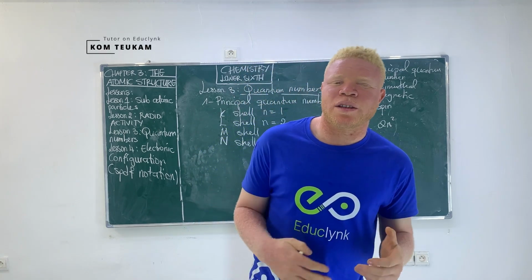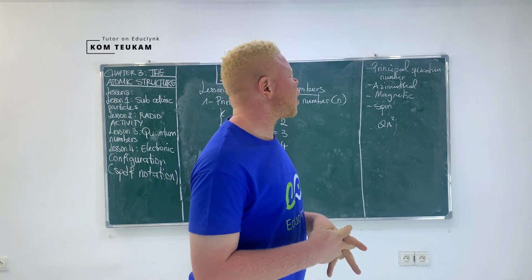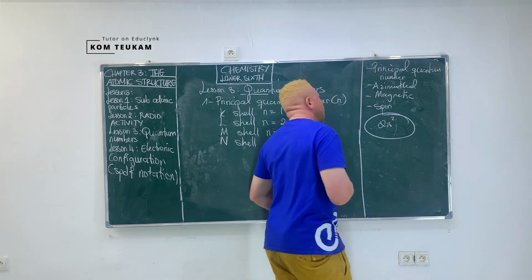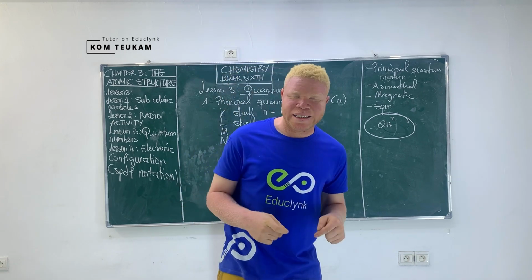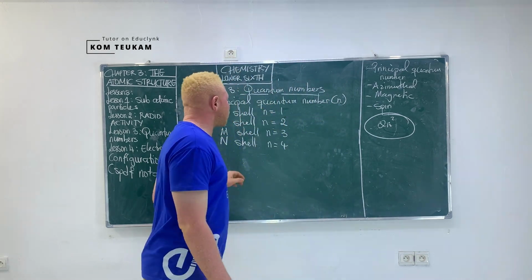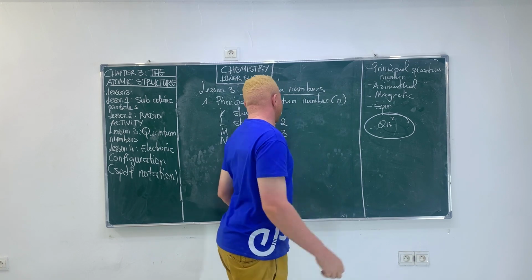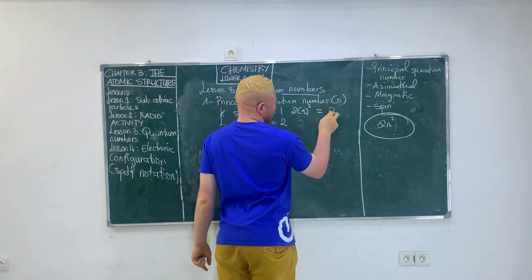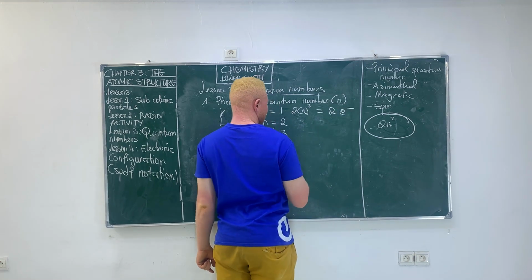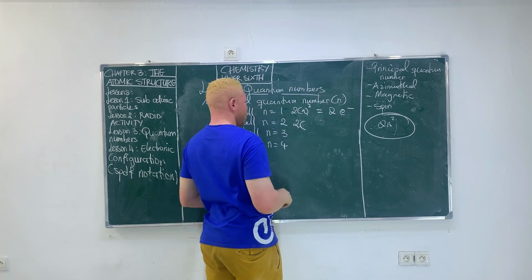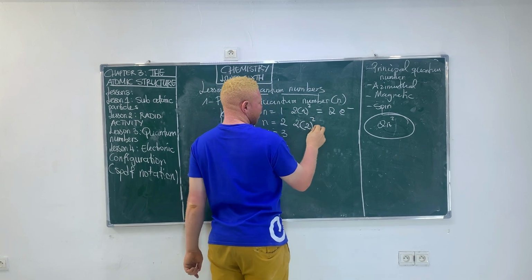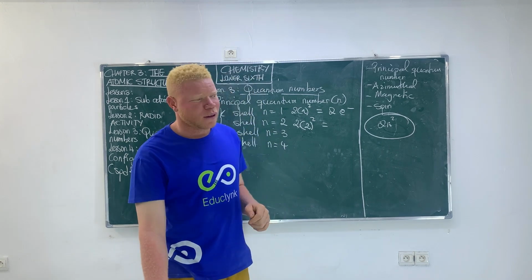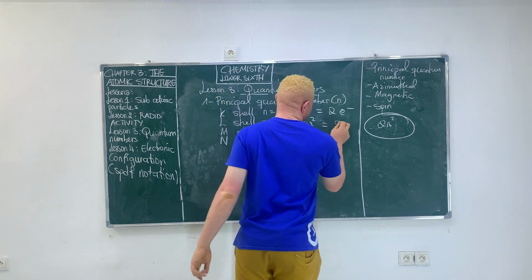But the number of electrons in a shell is given by 2n squared. So we're going to calculate the number of electrons in each shell, making use of the formula. For n equals 1, 2 times 1 squared is 2. For n equals 2, it is 2 times 2 squared. 2 squared is 4, times 2 is 8 electrons.